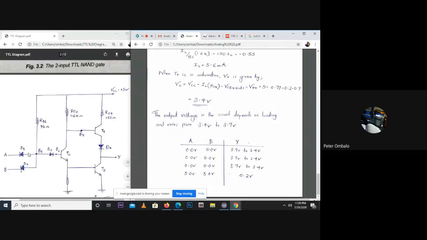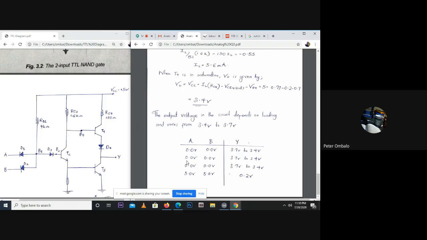This second case that we were looking at was when both A and B are at 0 volts, or either of them is at 0 volts. If we look at the table, if A and B are both held at 0 volts, then we have a high, which ranges from 3.4 volts to 3.7 volts.